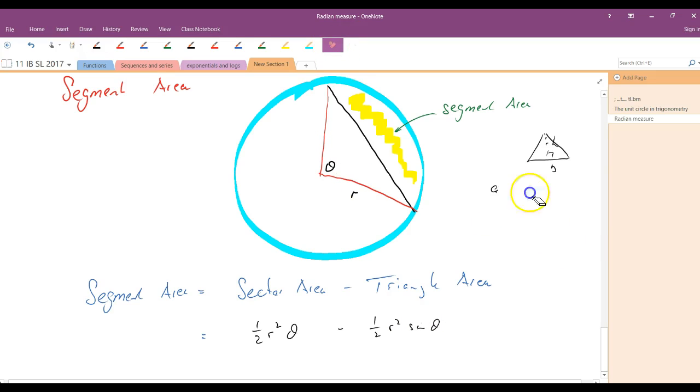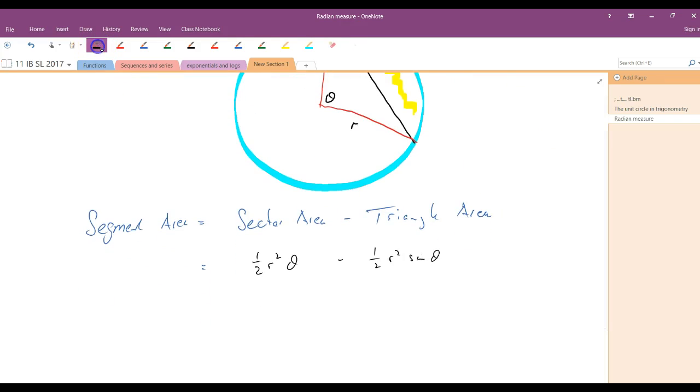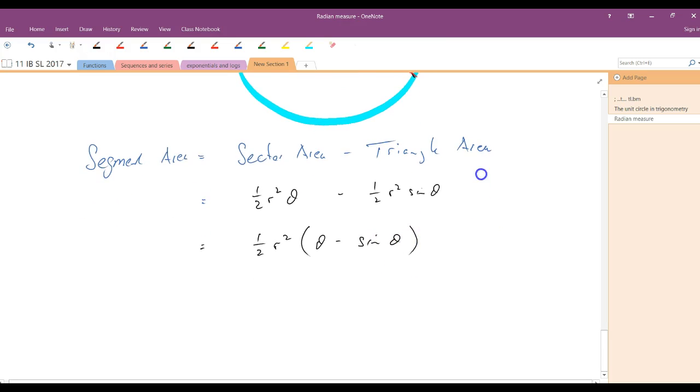So that's my segment area here, which we can conveniently rewrite, taking out a half r squared as the common factor, as a half r squared, theta minus sine theta, theta in radians. That's my segment area.